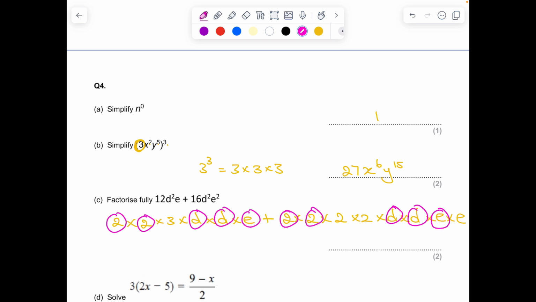So when I put that together, I have got 4D squared E outside the brackets. And now let's see what's left on this side. On this side, I've only got the 3 left, plus on this side, I've got 2 times 2, which is 4, and then times an E, so 4E on that side.